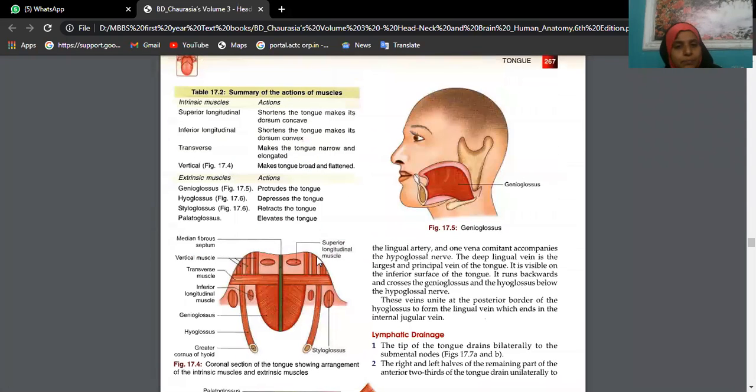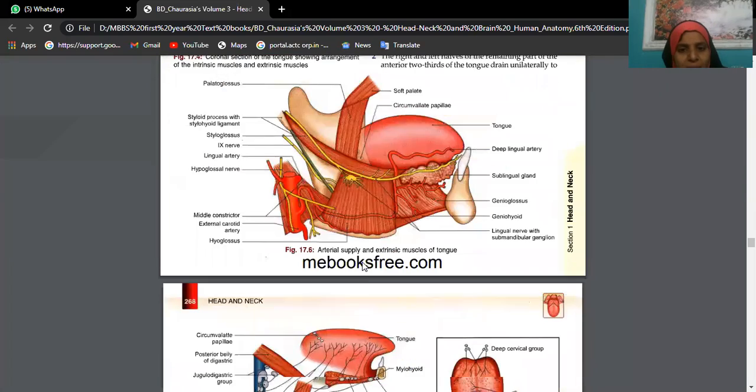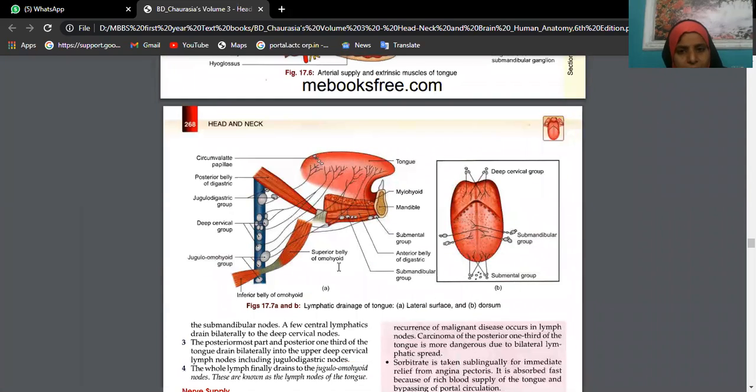Now after that, we need to know the nerve supply, lymphatic drainage, and development. For the lymphatic drainage, check this picture, it becomes easy. See here, this is the tip of the tongue, and the tip is directly draining to the submental group of lymph nodes below the chin. Most of the dorsum of the tongue is draining into the submandibular group of lymph nodes, and the pharyngeal part of the tongue is draining into the deep cervical group of lymph nodes.